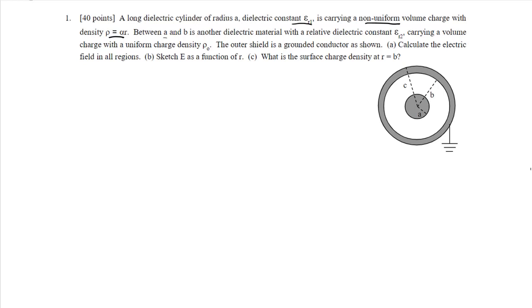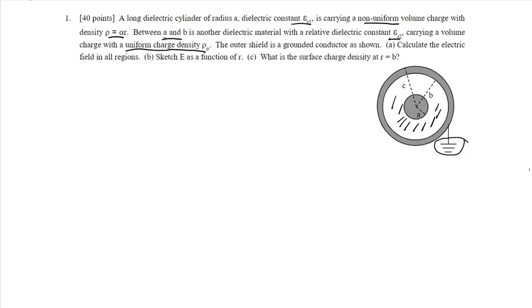For the other dielectric material that is between a and b, which is this region right here, it has a dielectric constant mu r2, but this time it has a uniform charge density rho naught, and the outer shell is grounded as shown by this arrow.